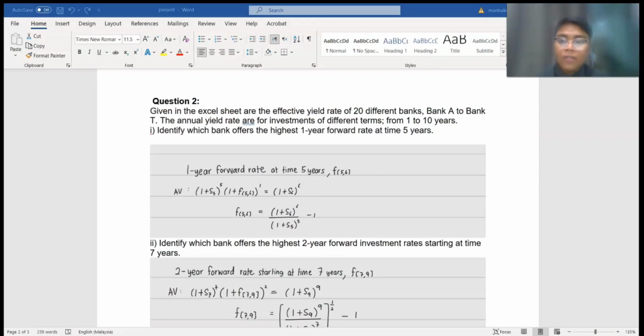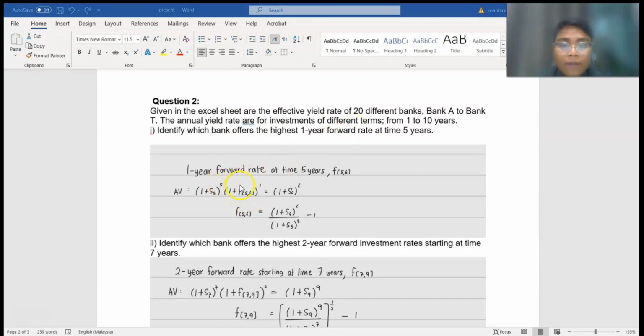Next, for question number 2, given in the Excel sheet are the effective yield rates of 20 different banks, bank A to bank T, the annual yield rate for investments of different terms from 1 to 10 years. The first question is to identify which bank offers the highest 1-year forward rate at time 5 years. So we can use the formula of accumulated value for forward rate.